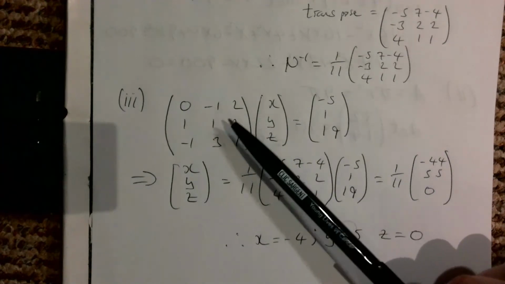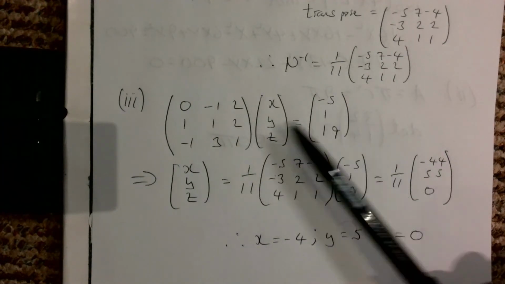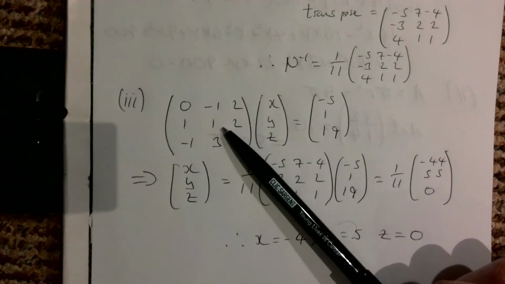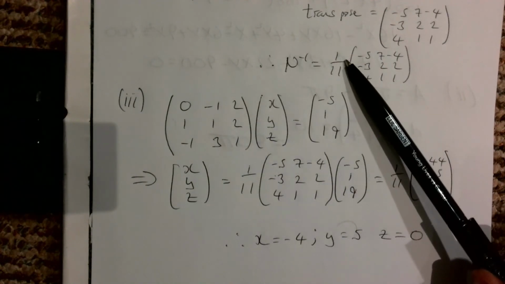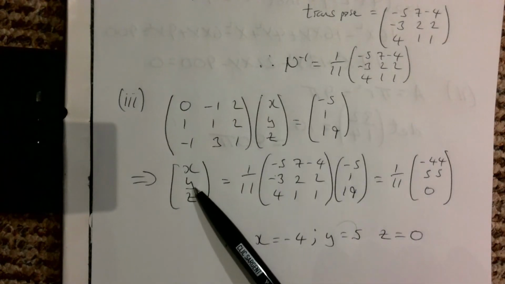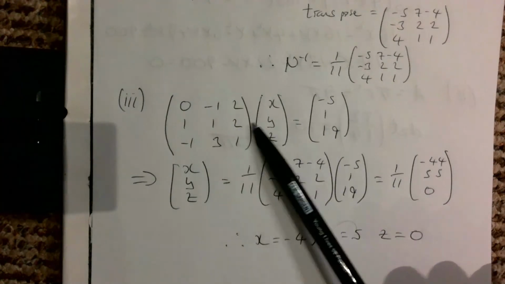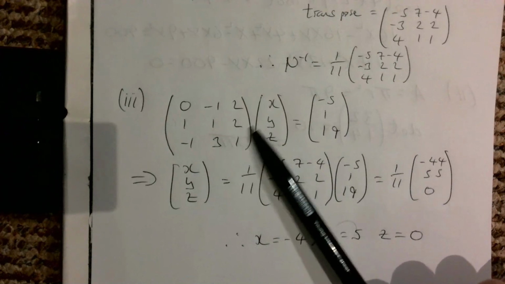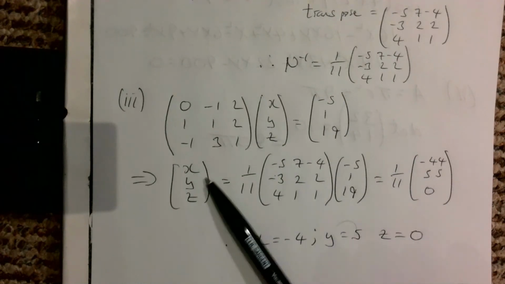We need to multiply this side and this side by the inverse of this matrix. That's what we've done in the previous question. That's why they've said hence. If I multiply this by the inverse, it just gives me x, y, z. I would recommend checking that out to make sure that you do have the right answer there. It's a good way of checking. So that should give us x, y, z.